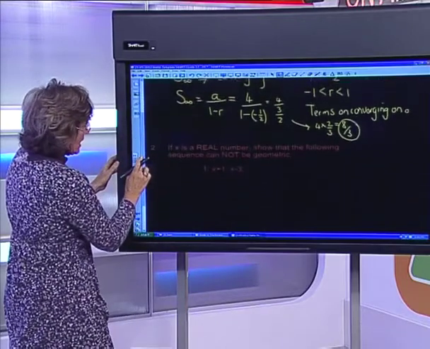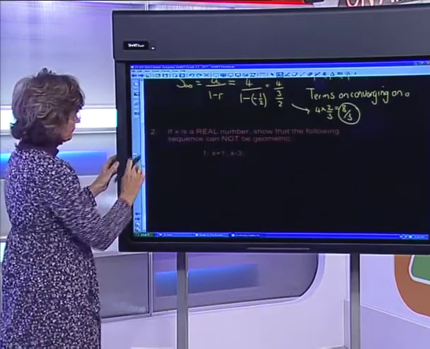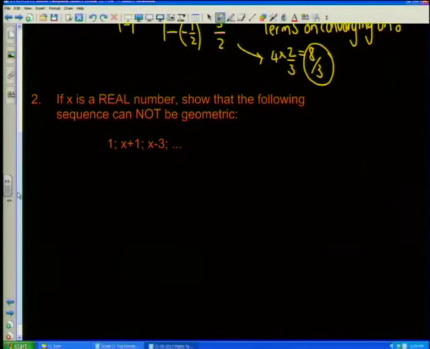Okay. In the same paper, a nice little sneak question. It was out of 3 marks. It says, if x is a real number, and it's even highlighted in capitals, show that the following sequence cannot be geometric. Okay, so we've got 3 random terms, 1, x plus 1, x minus 3, and they say show that it cannot be geometric.